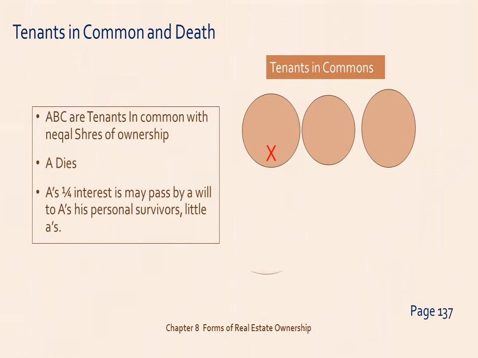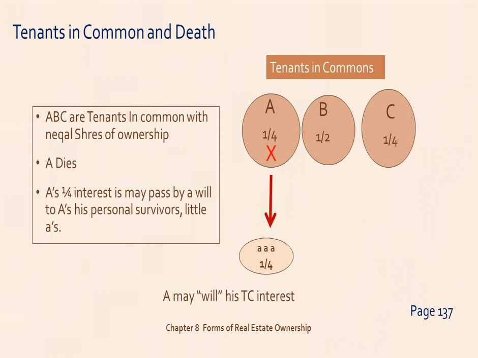So here's tenants in common in death. We have A, B, and C. Notice each has a separate deed for their 1/4, 1/2, and 1/4 unequal interest. A passes away. Where does his 1/4 interest go? To whoever he wills it to. In this case, little a, his heirs. So you can will if you have a tenant in common interest. You can't will your joint tenant interest. That's the big right you lose as a joint tenant.